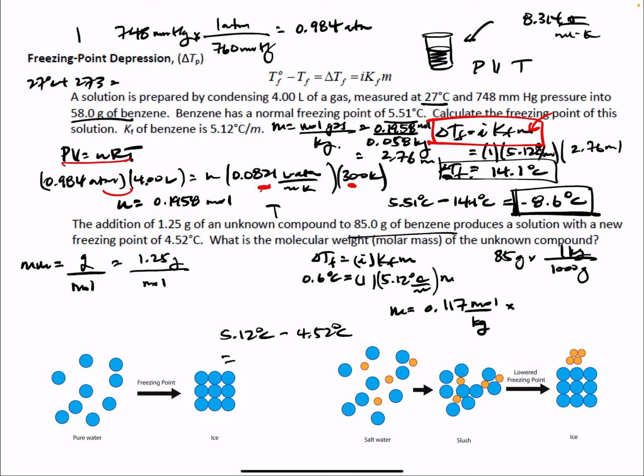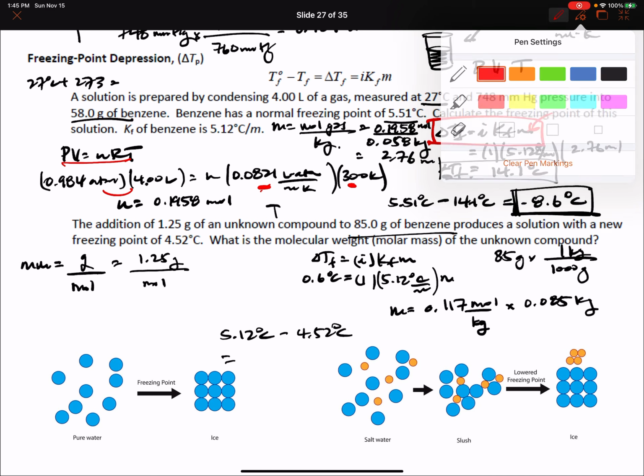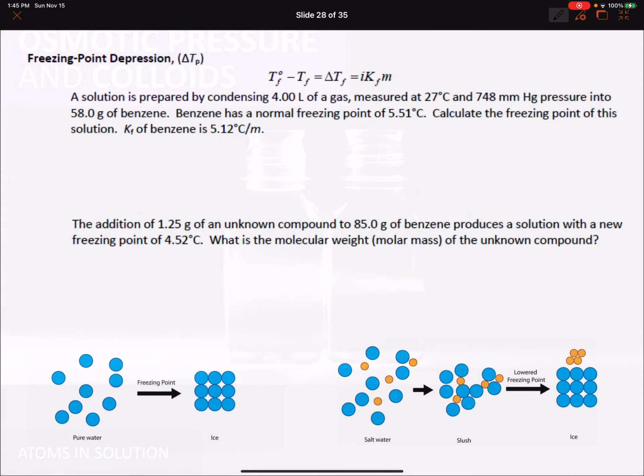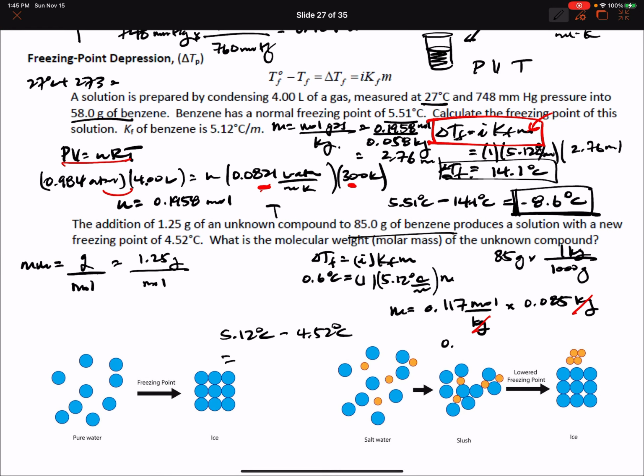Uh-oh. Gonna be late. All right. So that's gonna be 0.085 kilograms. And what happens there? If I multiply by the actual number of kilograms, then I'm left with the moles of the unknown. So let's mash that in. Times 0.085 gives me 0.00996 moles of unknown.